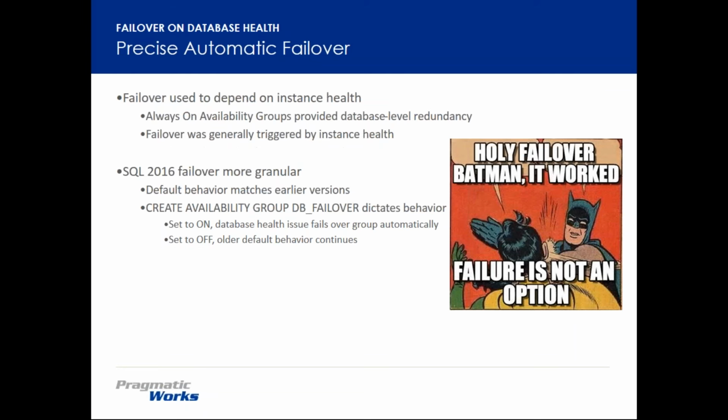Now this is kind of new, and again, some of these improvements are subtle, but for those of us who spend a lot of time with AlwaysOn setups in production, there's some really key, nice things here. So failover used to depend on instance health, especially automatic failover, which is really what this slide talks about. AlwaysOn AGs were designed to provide database level redundancy, but the automatic failover in general is an instance or cluster health related event.